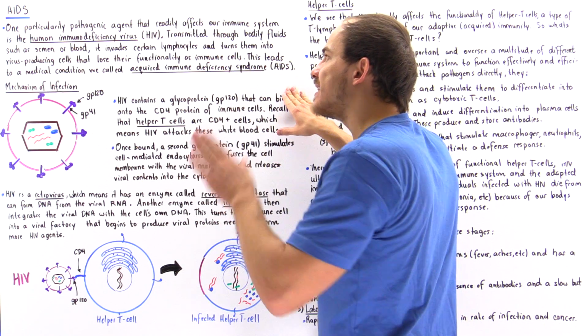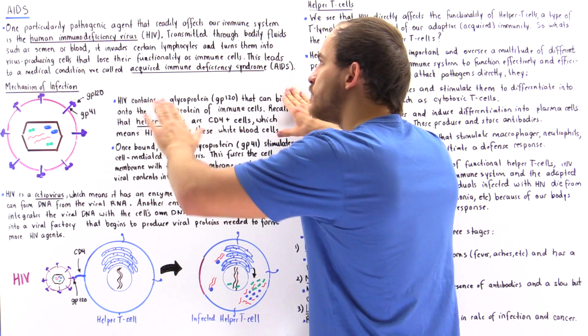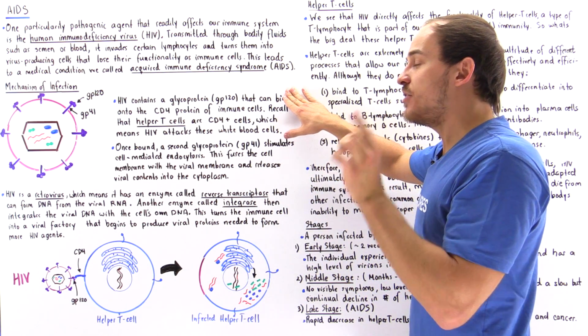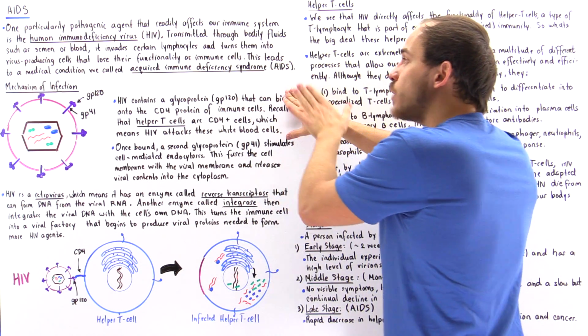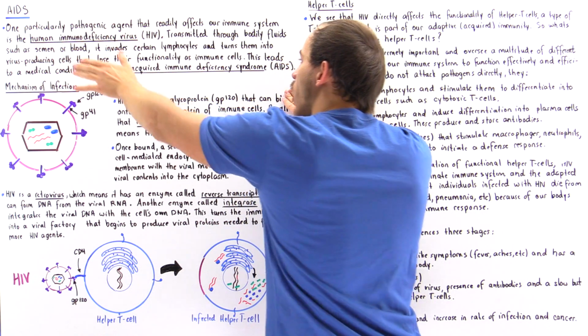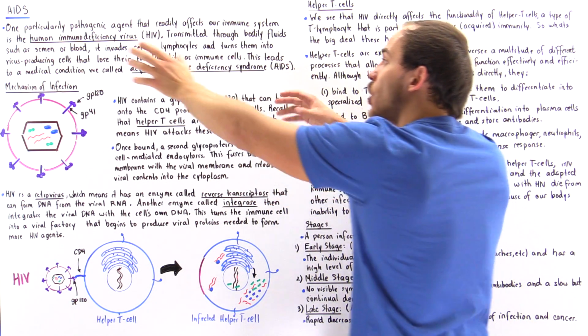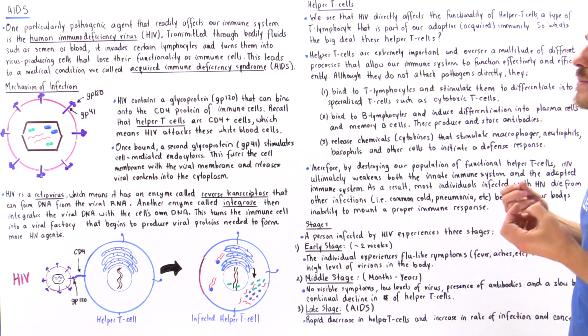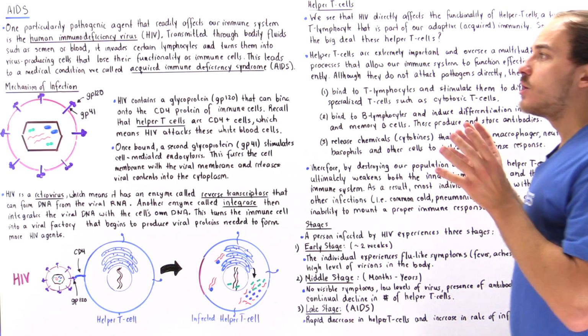Now, AIDS is not the same thing as HIV. HIV is that pathogenic agent that eventually leads to AIDS. So this is the cause and this is the effect. So don't use these two terms interchangeably. They are not the same exact thing, but they are related.